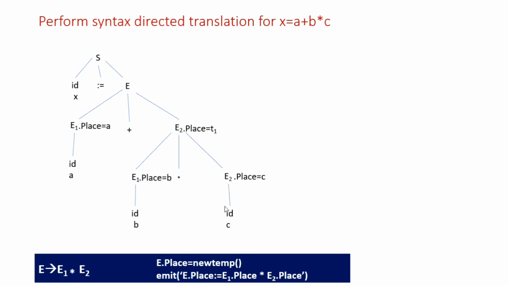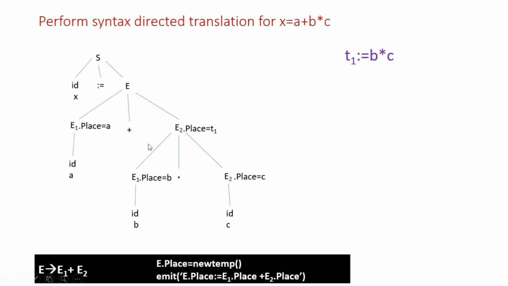Now the next step is we have to create a 3 address code for this. E dot place is equal to E1 dot place star E2 dot place. So in E dot place we have T1, in E1 dot place we have B, and in E2 dot place we have C. So we have to generate a 3 address code like this: T1 is equal to B star C. Now we'll go for the next one.